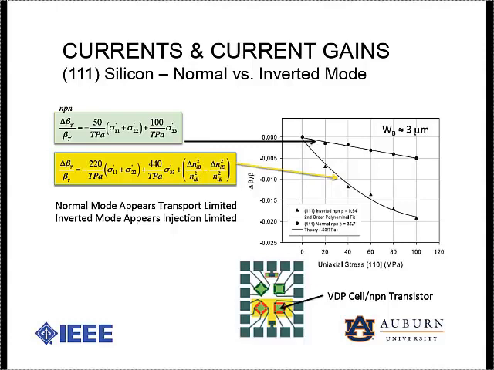And if we look at the normal mode, which is this curve, it has a very shallow slope of about 50 reciprocal terapascals, and no curvature, and that fits the transport limited model as one might expect for a 3 micron wide device. The recombination current goes as the square of the base width, so this ought to have at least 10 times the recombination current of the previous one.